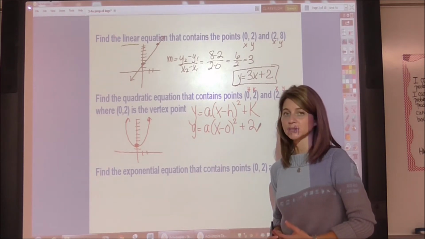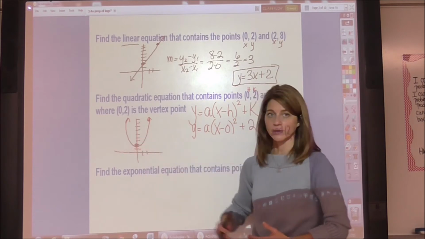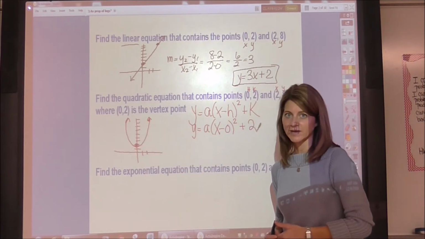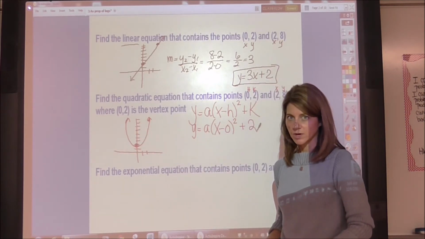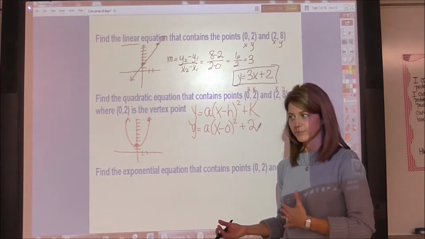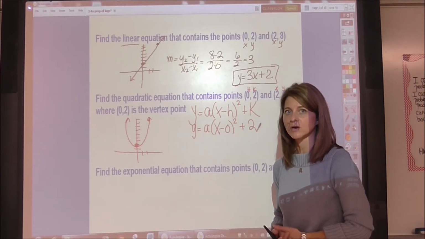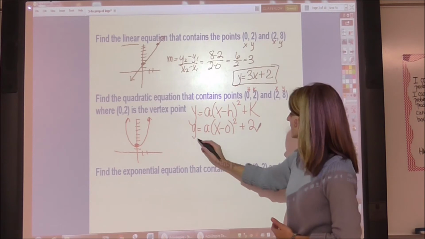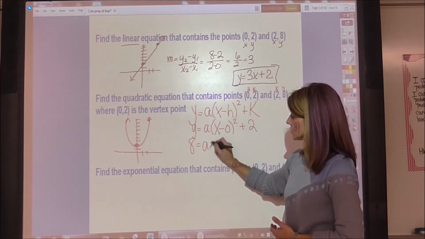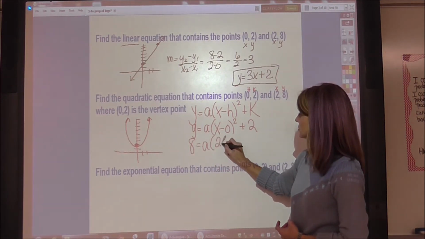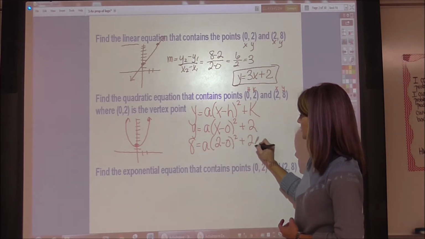I'm pretty sure a is positive because my parabola is going up, but we have to find what that a value is. Let's put our other x and y in there, fill in all the other numbers, then we can figure out what a is. So, y is 8, a I'm not sure about, x is 2: 2 minus 0 squared plus 2.